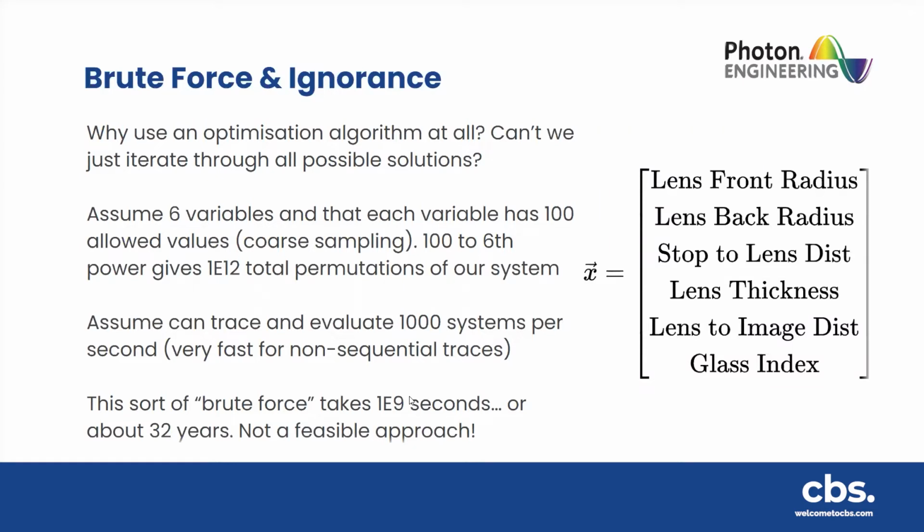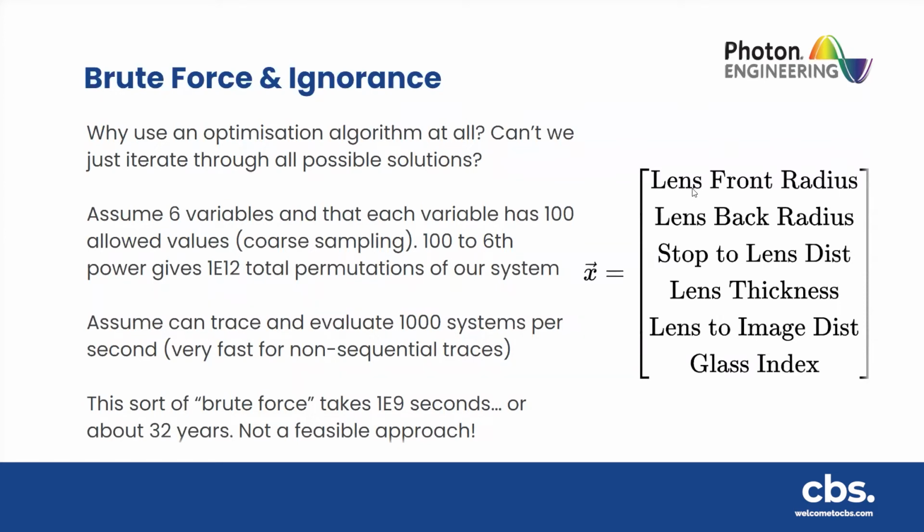a landscape lens is just a single piece of glass and a stop and an image plane. If we assume, therefore, we have 6 items that we can vary, so we can change the front and back radius of curvature, the distance of the lens from our stop, the thickness of the lens itself, the distance from the lens to the image plane, and we can also choose the index of the glass. That gives us a variable vector x with 6 things that are changing.